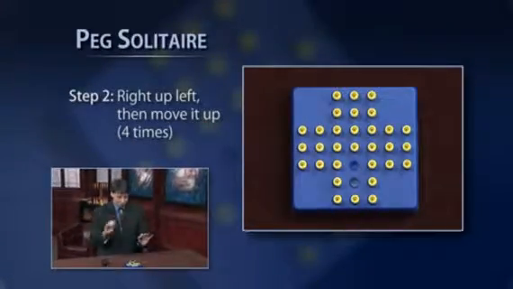Now, here's the mnemonic I use to clear most of the pegs from the board. As a professor, you write lots of papers, especially early in your career as you seek tenure and promotions. And no matter how many papers you've written, it seems that there's always one more. Right up left if you want to move up in the profession. So repeat after me. Right up left, then move it up. Okay? And we're going to repeat this 4 times.